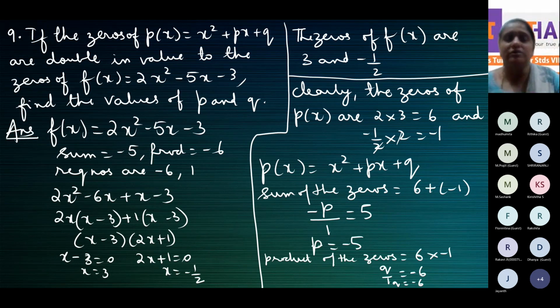Next, the product of the zeros. The zeros are 6 and minus 1, so the product is 6 into minus 1, minus 6. But the product is equal to c by a, so q by 1 is equal to minus 6. On cross multiplying, q is equal to minus 6. See, children, product of the zeros is 6 into minus 1, and it is equal to c by a. Is it understood, children? It's very easy, right?